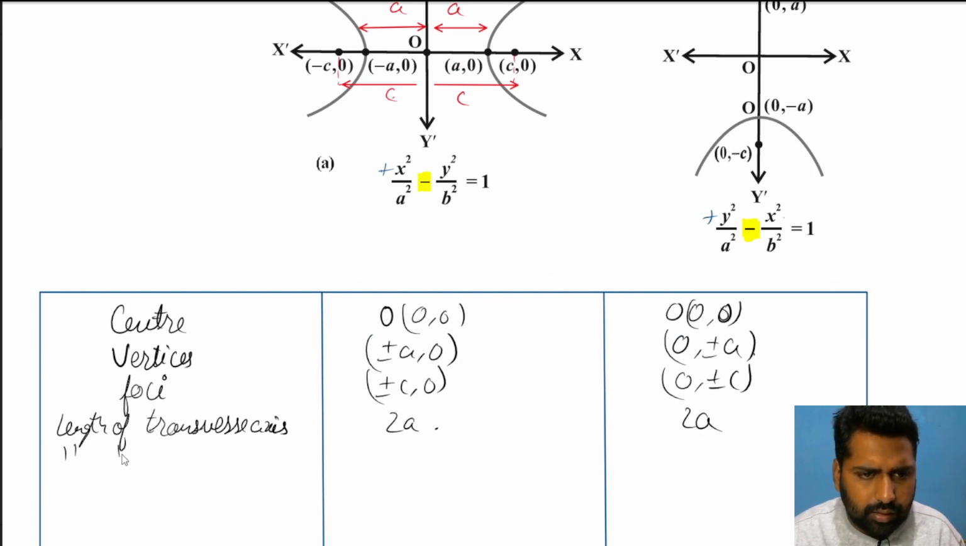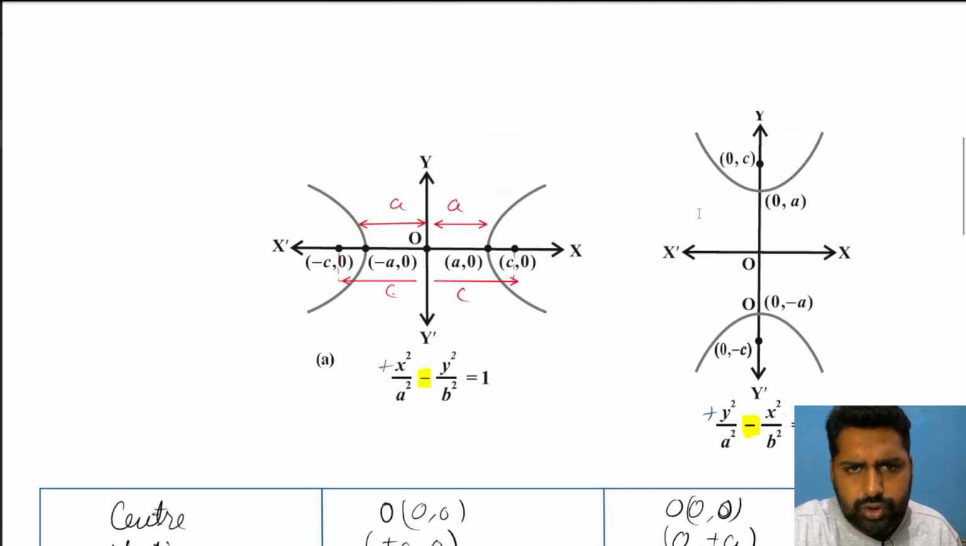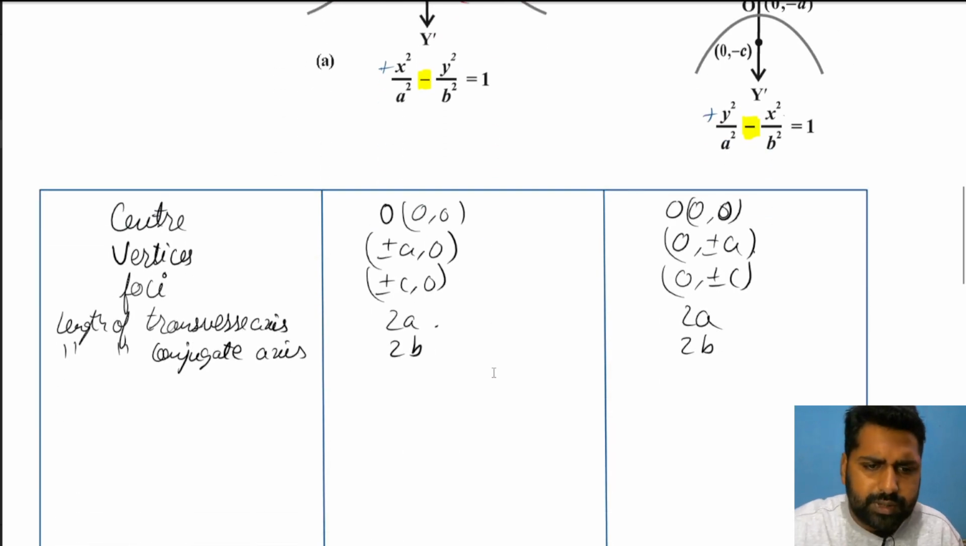Similarly, the length of the conjugate axis. So the B parameter represents the length of the conjugate axis. Again, we cannot show the conjugate axis or where the B is, but its length is 2B.